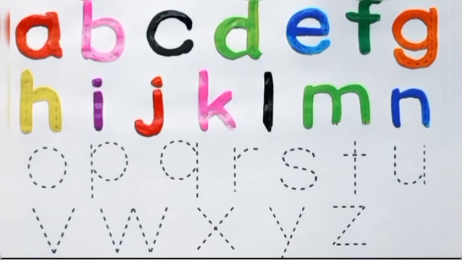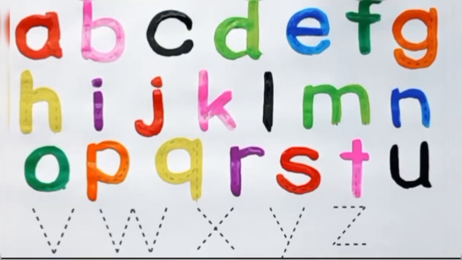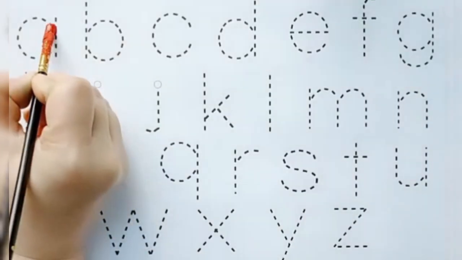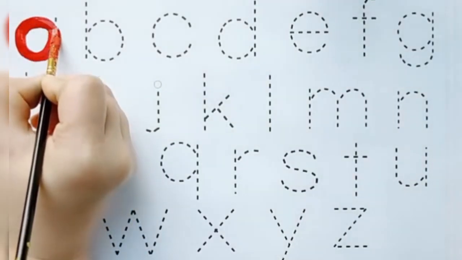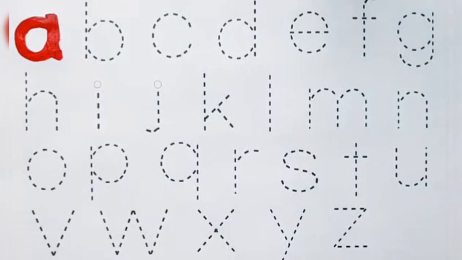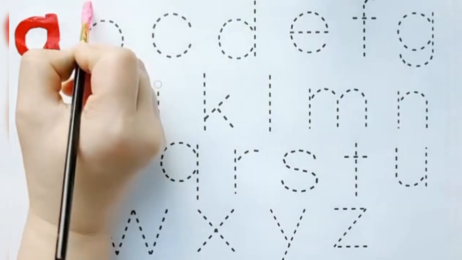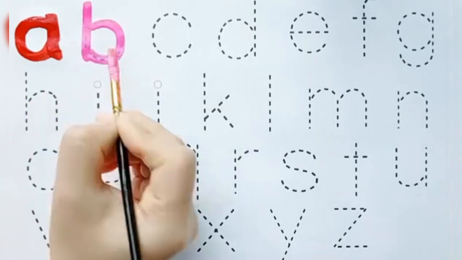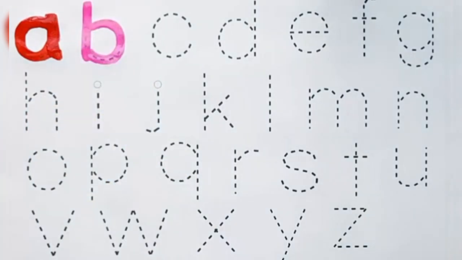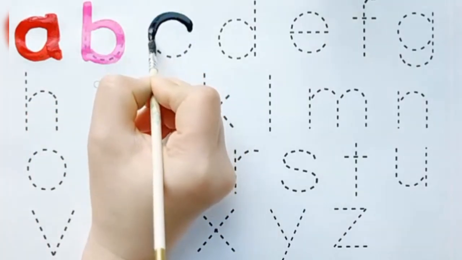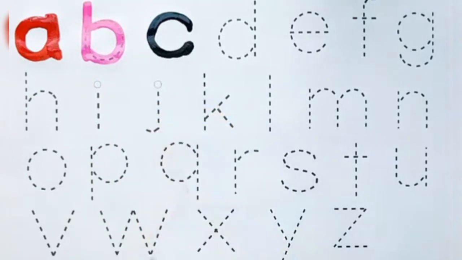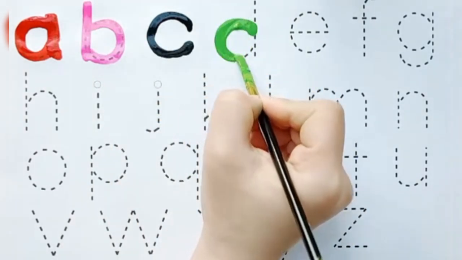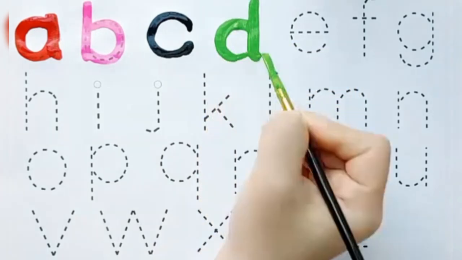English alphabet. Small letter. Learn A, B, C, D. A for alligator. B for bear. C for cat. D for dog.